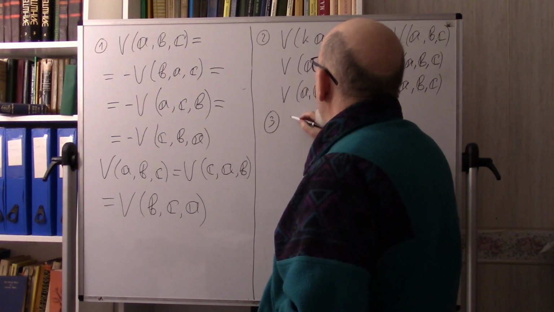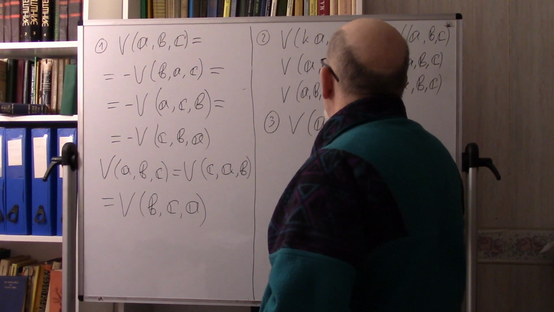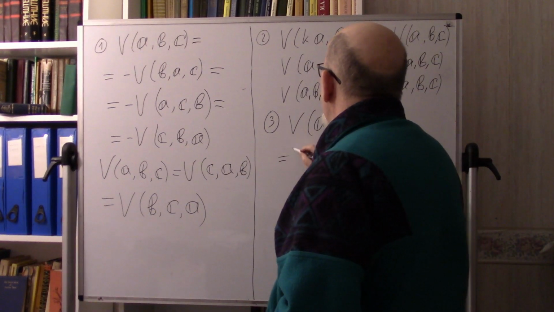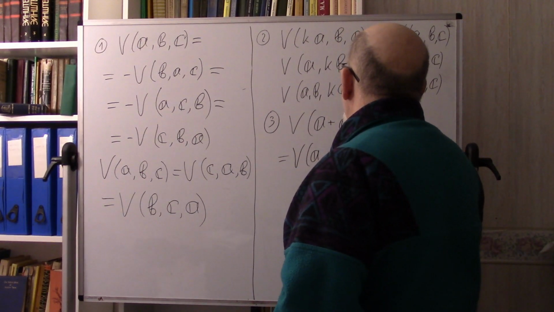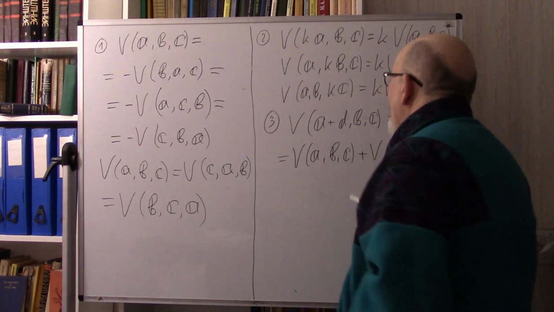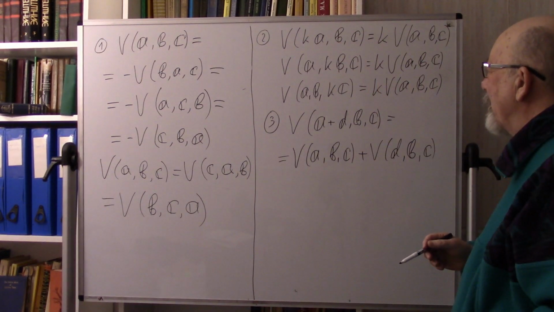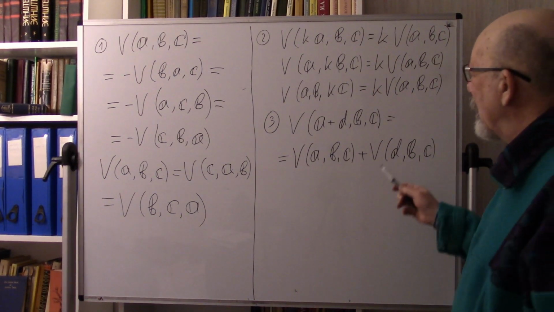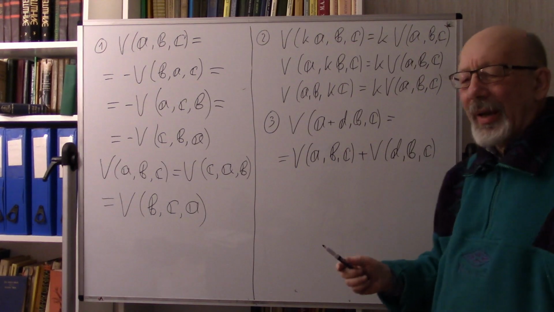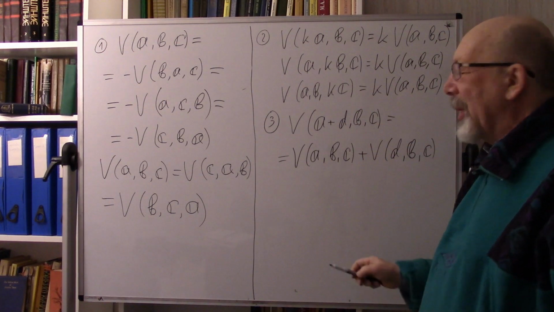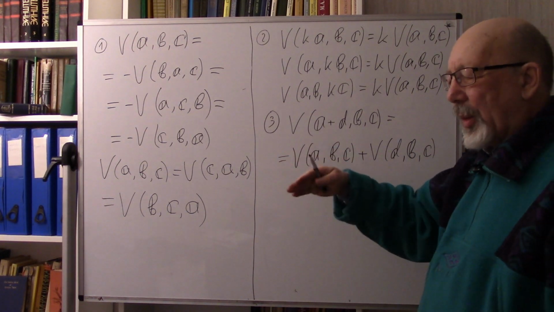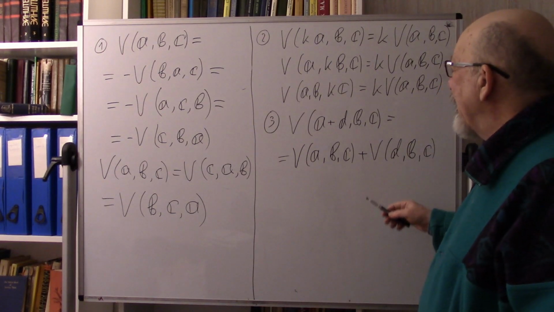Third, V of A plus D, B, C equals V of A, B, C plus V of D, B, C. So it is distributivity of the volume. And it's proved the same way. We consider the figure, it is a parallelepiped. This is a union of two parallelepipeds, and the difference between this sum and this sum is that we add some prism on one hand and subtract some prism on the other end, and get this.